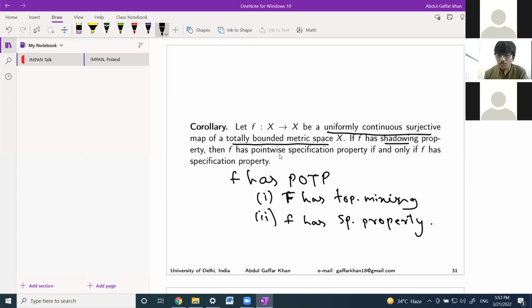So we have used this observation and applied it to topological mixing to establish that if it has the pointwise specification property, then every point is a mixing point and it is topologically mixing. So the map will have the shadowing property as well as topological mixing. But this is equivalent to saying that it has the specification property. So in the presence of the shadowing property, these two notions are equivalent.